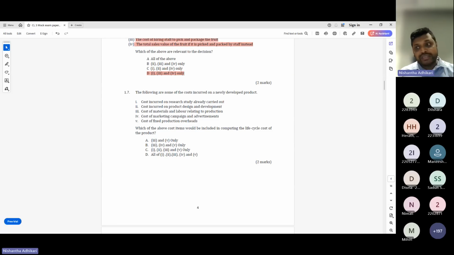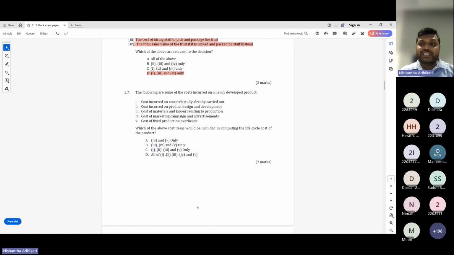There are 5 stages in the product life cycle: design and development, introduction, growth, maturity, and decline. Therefore, costs incurred throughout the product life cycle will be considered, including research and development cost. Therefore, including marketing cost, which is relevant to the product.